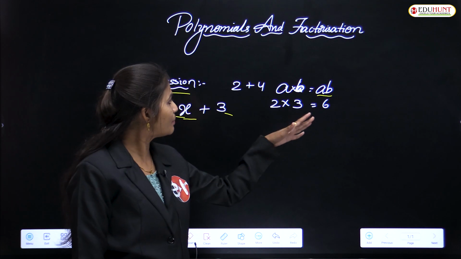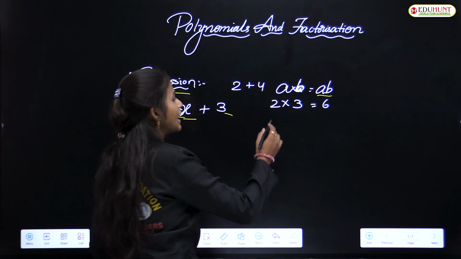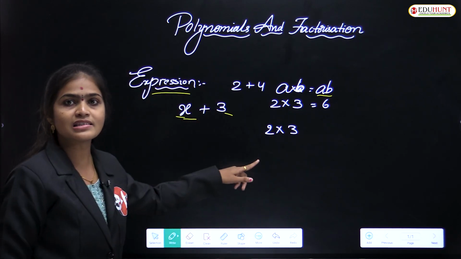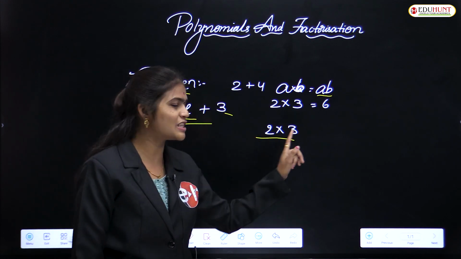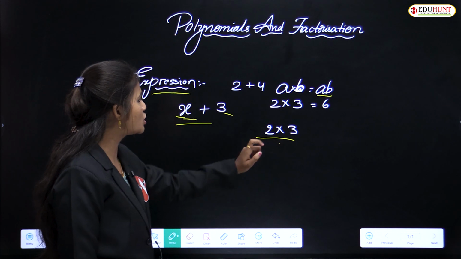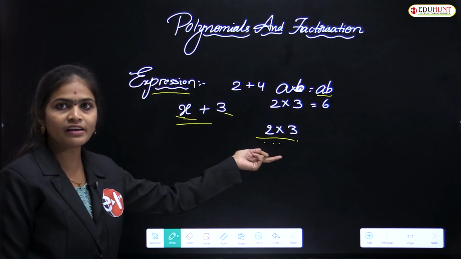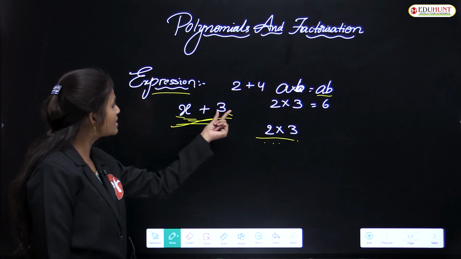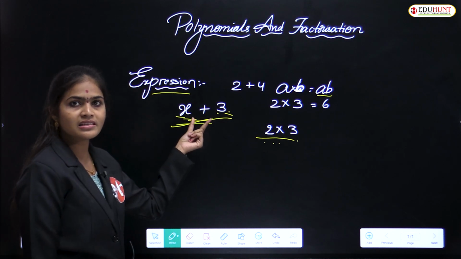So multiplication we can take as well as division also. While writing 2 into 3, that is also one of the expressions only. But there is a difference between these two expressions. What is the difference? In this expression we observe two constants, two numerical values. And in this one, there is one constant value, which means one numerical value, and one variable. So that is the difference, no?